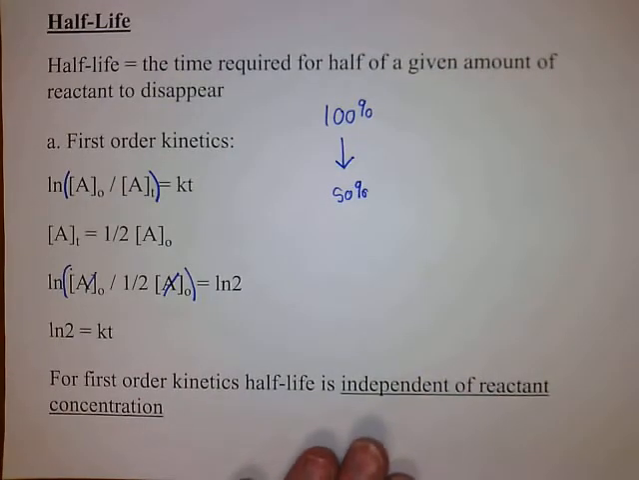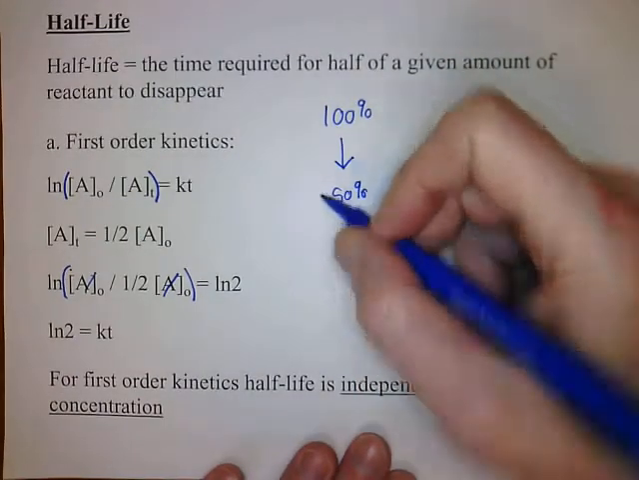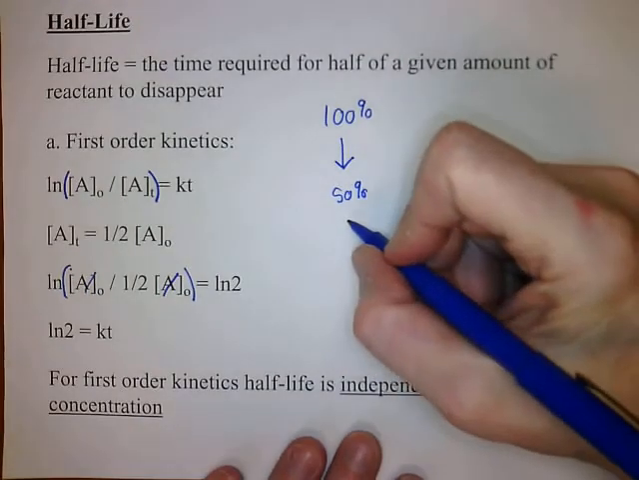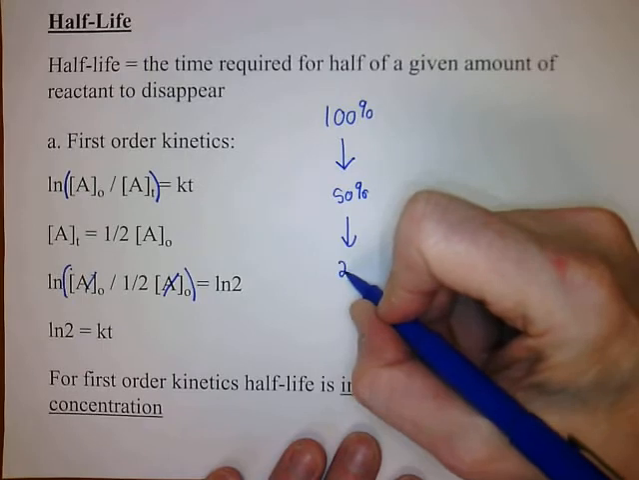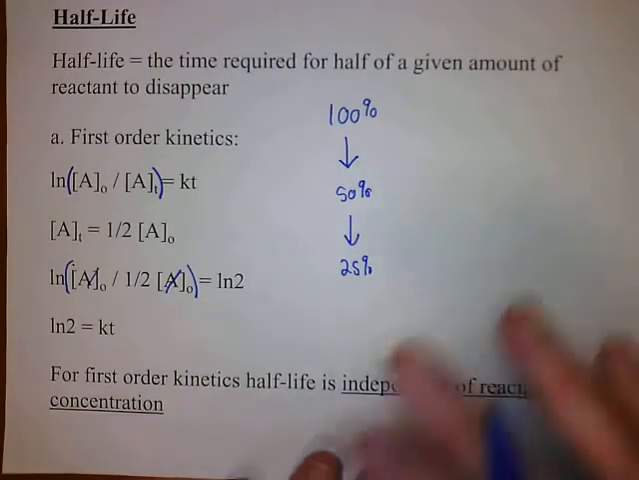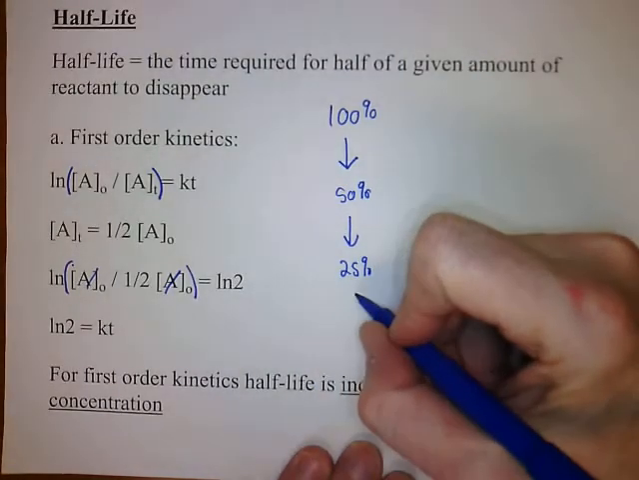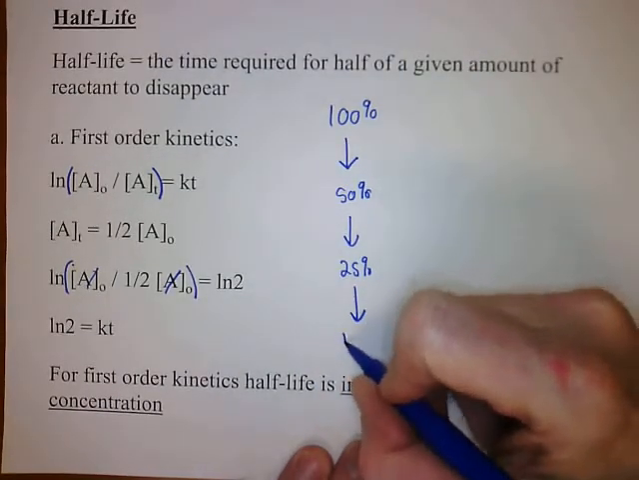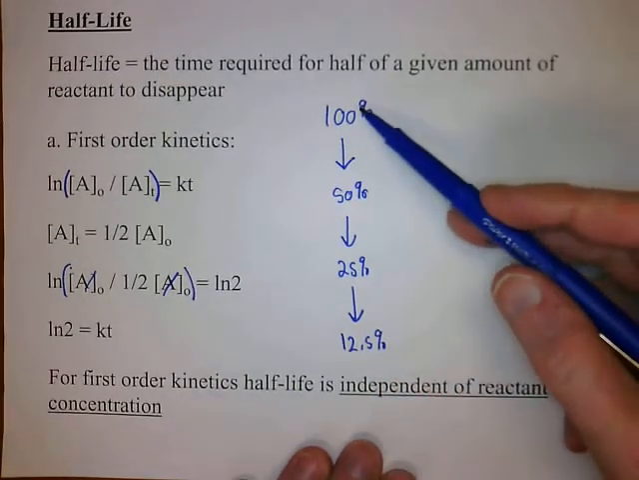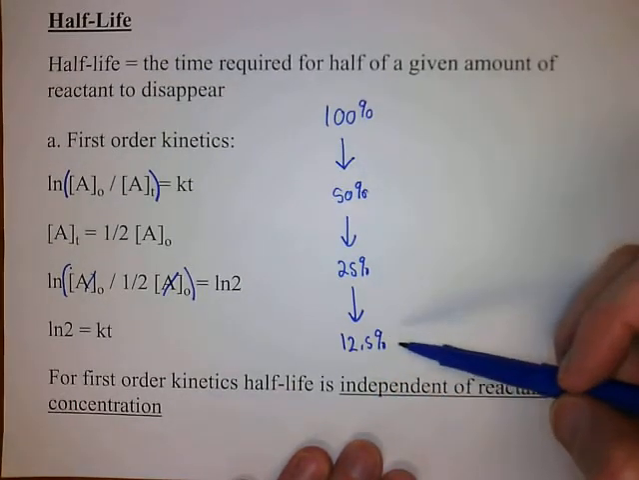Okay, and then we have 50%. What's half of 50%? Half of 50% is 25, so we have 25% remaining. And half of 25 is 12.5, so that comes down to 12.5%. Each of these would take the same time.